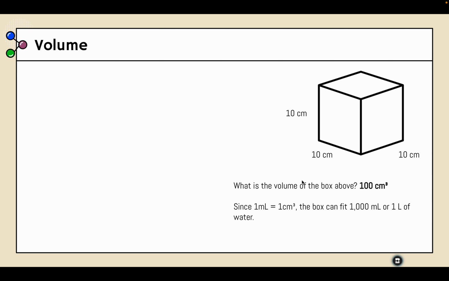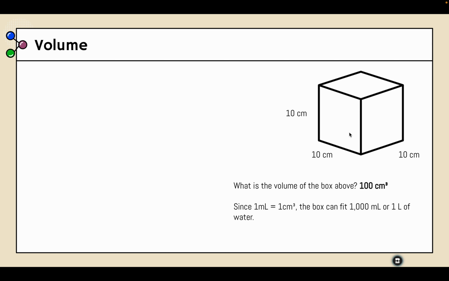Oh man, that's embarrassing. If I were to calculate the volume of this box, we would say that I would take length times width times height, right? For sure. So why on earth do I have 100 centimeters cubed? This should be 1,000 centimeters cubed. That's a typo. I apologize.